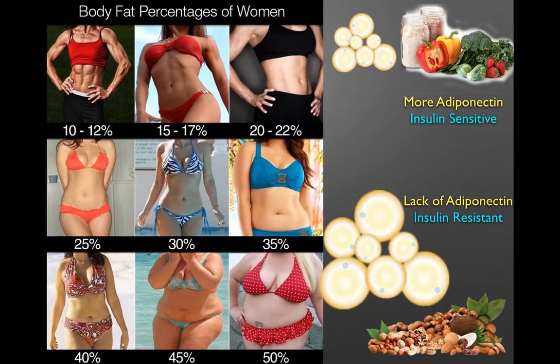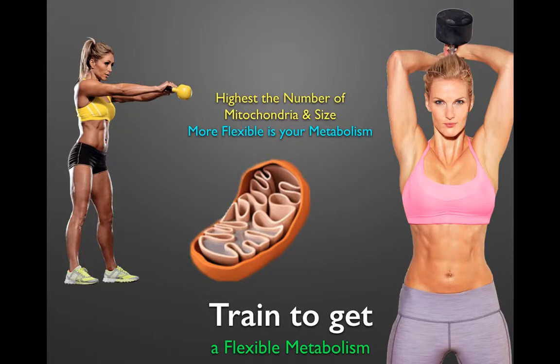This is a phenomenon that happens, and another indication of you not being insulin sensitive is the number of mitochondria, which is this small little element here that you would see in each cell of your body. And those of you that do any lab work know exactly what I'm talking about. Mitochondria have to increase in numbers and in size. The higher the number and the size of the mitochondria, the more flexible your metabolism will be.